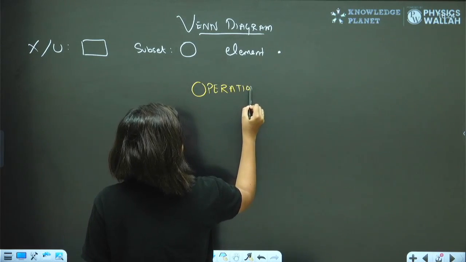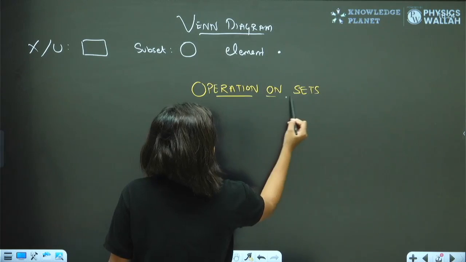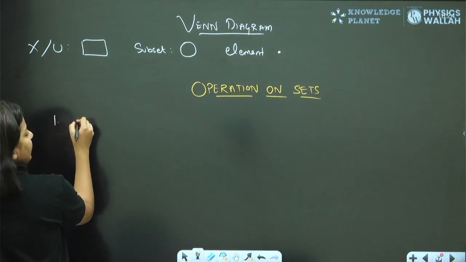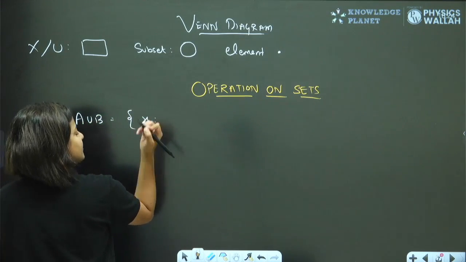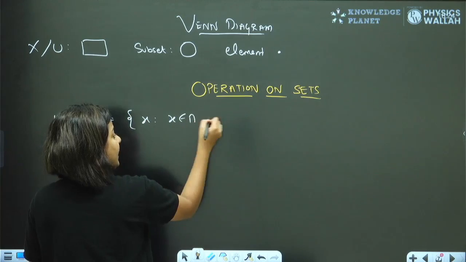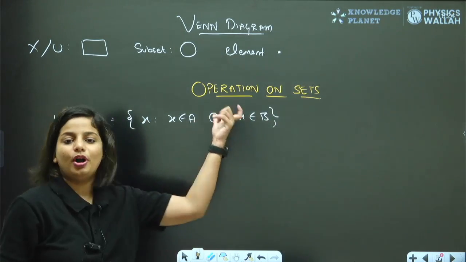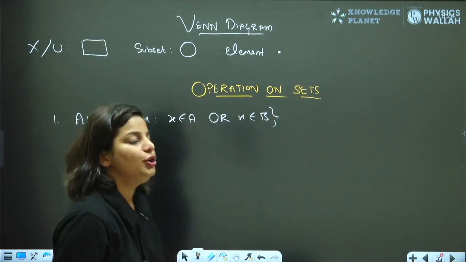What kind of operation did we perform? The very first operation performed by us was union. What is A union B? The definition says it is all x where x belongs to A or x belongs to B. This 'or' word is important. It simply says take all the elements of A and B, combine them, that's the union.